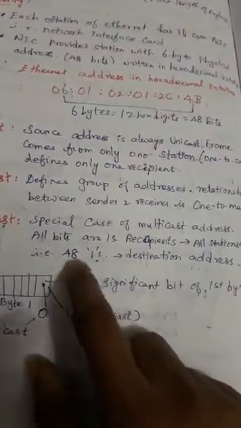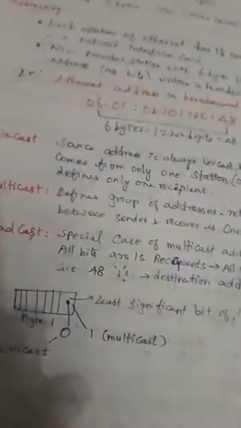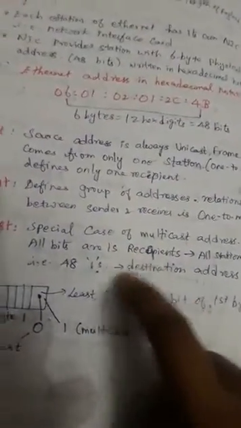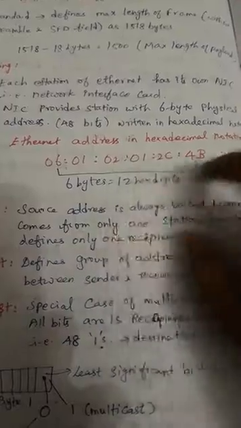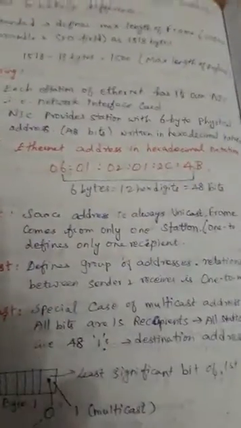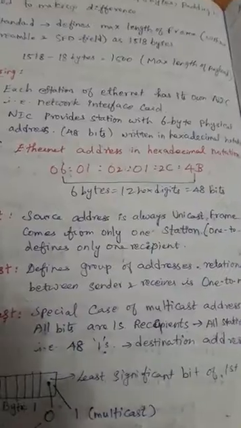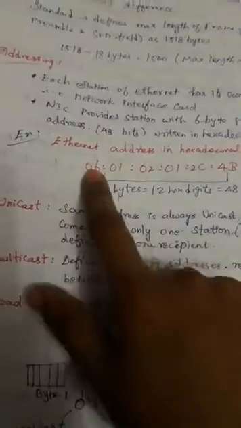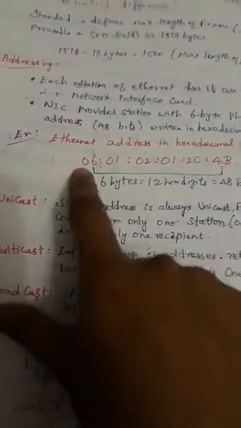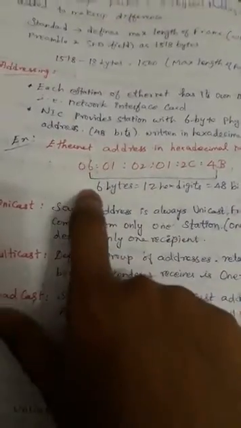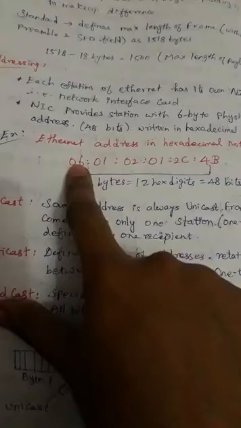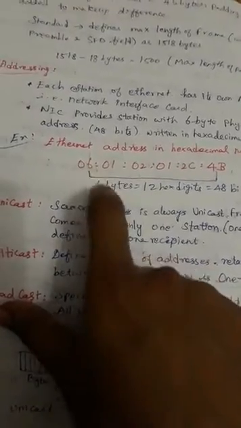That is, if we have 48 consecutive ones, that is the broadcast destination address. For example, here we have 06, 01, 02, 01, 2C and 4B. This is our Ethernet address, in hexadecimal notation. Now, whether it is unicast, multicast or broadcast, we have to find out. So convert this hexadecimal 6 into binary, and we will get 0 at the end.